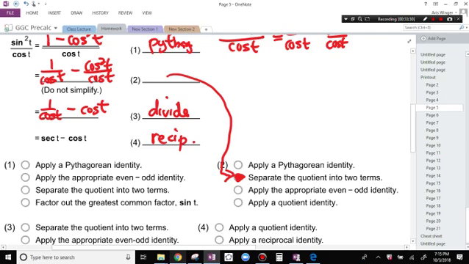Okay. So we cancel one of the cosines. It's cosine squared over cosine. One of them cancels, that leaves you with cosine. And then we know 1 over cosine is secant. And then it's over.